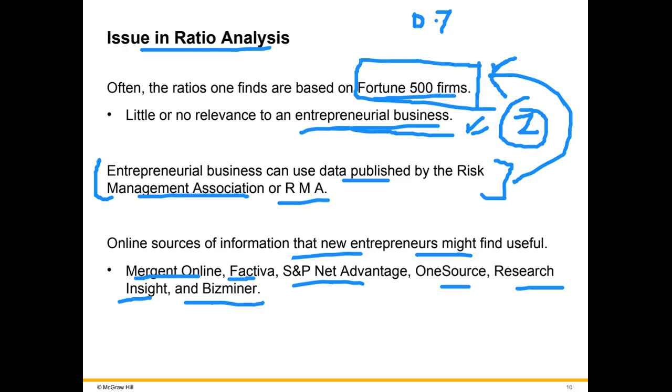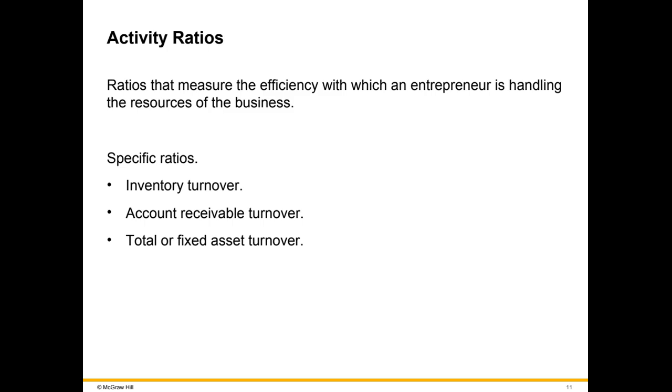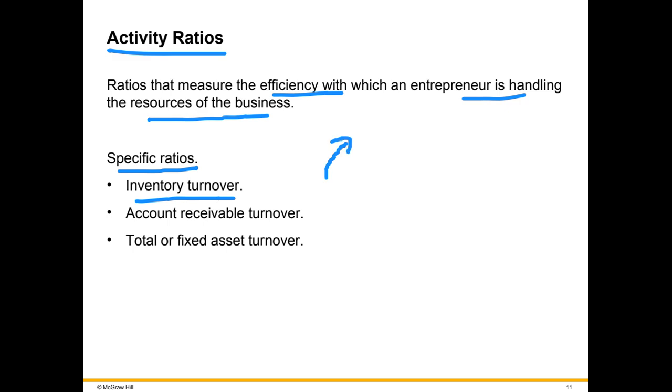Okay, so what is activity ratio? These are the ratios that measure the efficiency with which an entrepreneur is handling the resources of the business. So we will be looking into inventory turnover, which is how soon our inventory is sold, accounts receivable turnover, and then total or fixed asset turnover.